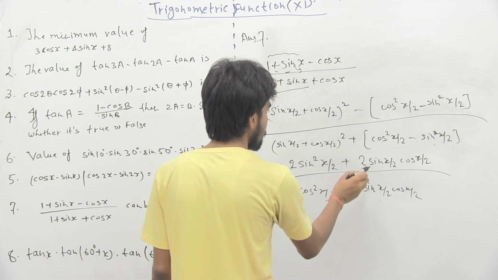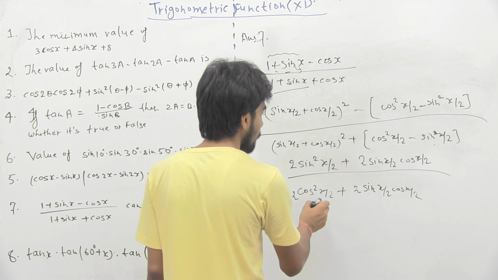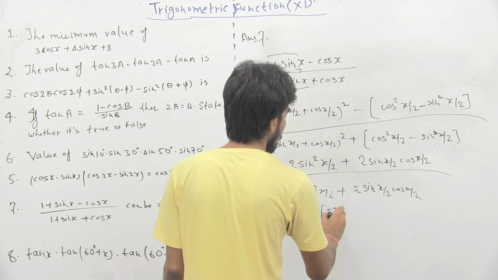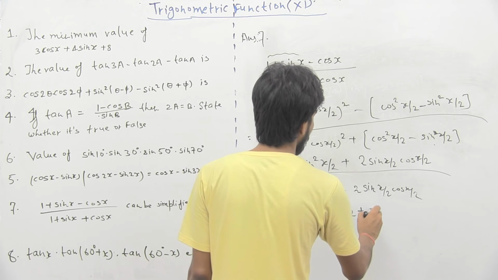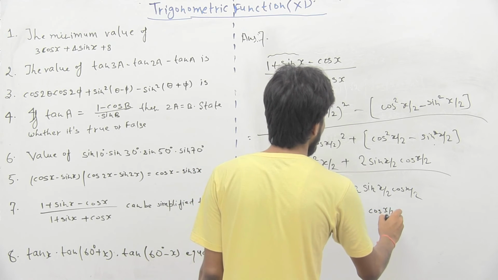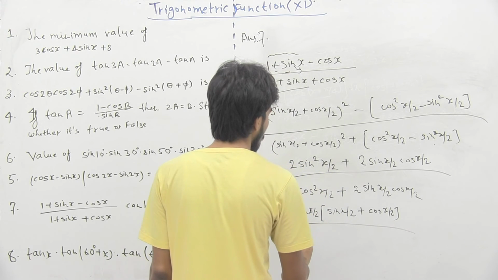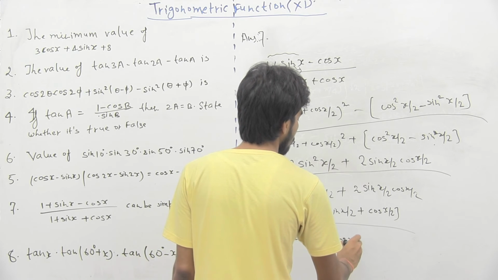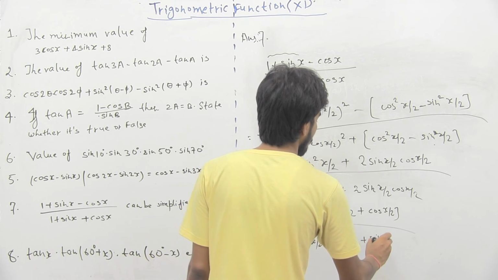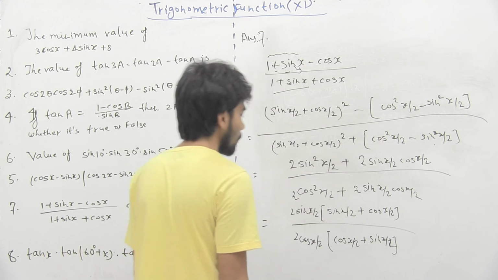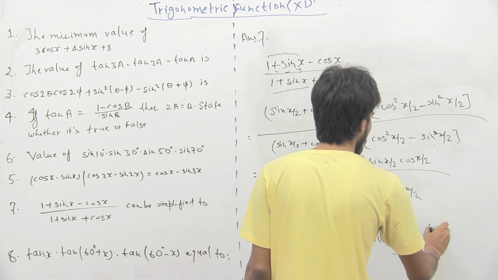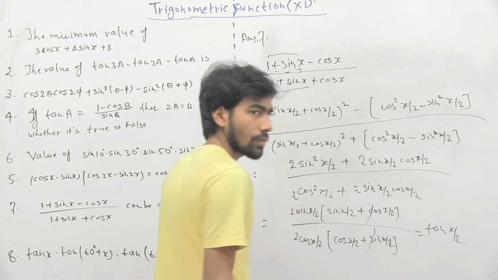So sin x by 2 is common here and cos x by 2 is common here. 2 sin x by 2, we will have sin x by 2 plus cos x by 2, and here 2 cos x by 2 cos x by 2. Okay, so this will get cancelled. We will only have tan x by 2. Okay.